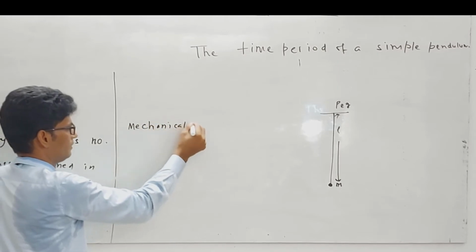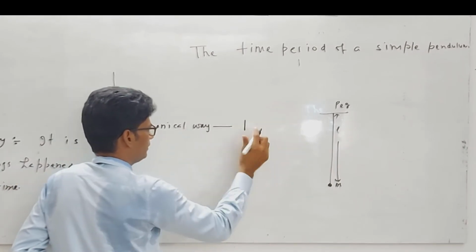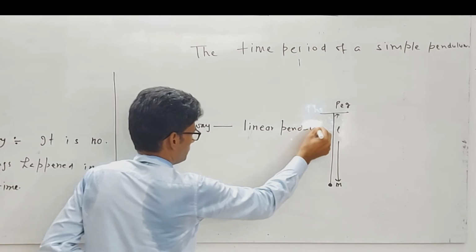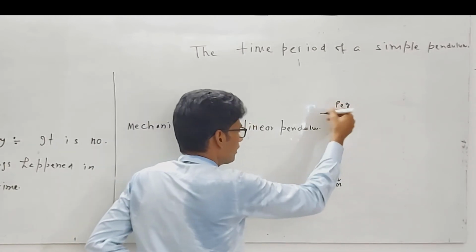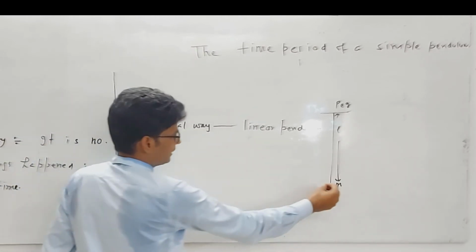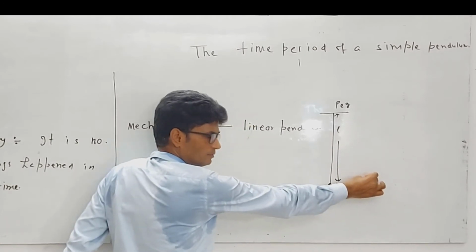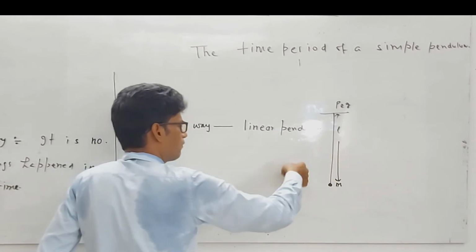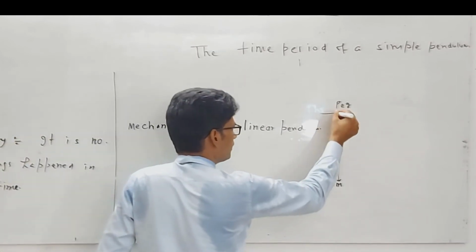Mechanical way, linear pendulum. So in this case, how does it oscillate? Put it aside at a certain angle and then let it go. We assume there is no air resistance, no dissipative forces acting in the medium. So it continues to oscillate forever.